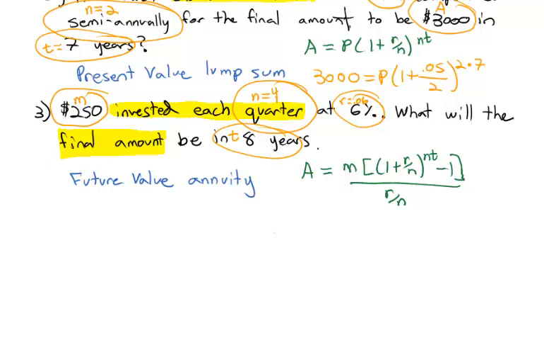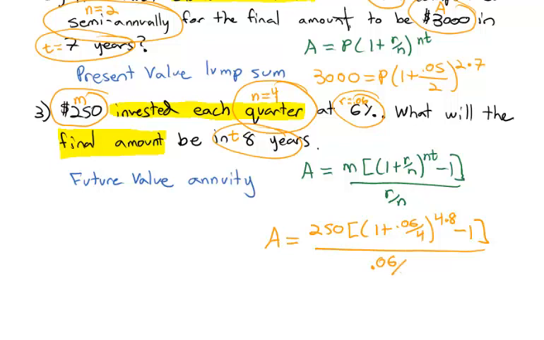Plugging that in. We want the future value. That's the A. M is 250 times (1 plus R, 0.06 over N, which is 4) to the 4 times 8, minus 1, all over R, which is 0.06 over 4. And then this will tell us the future value of the annuity.